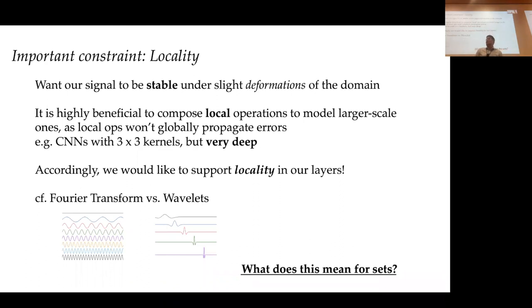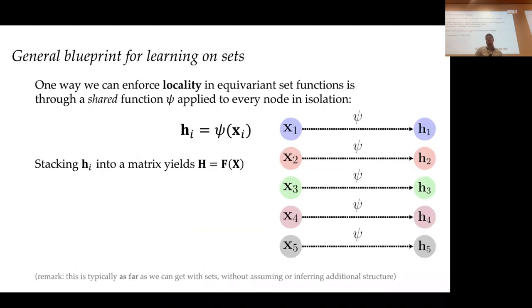How do we make locality happen for sets though? That's an interesting question, right? There's one very easy way to do locality in sets, which is just treat every node by itself and don't model them together at any point whatsoever. So this aligns really well with the first step of the deep sets model that I told you about, which is take a feature vector for each node, transform it with a shared function psi, and this gives you updated features for that node, okay?